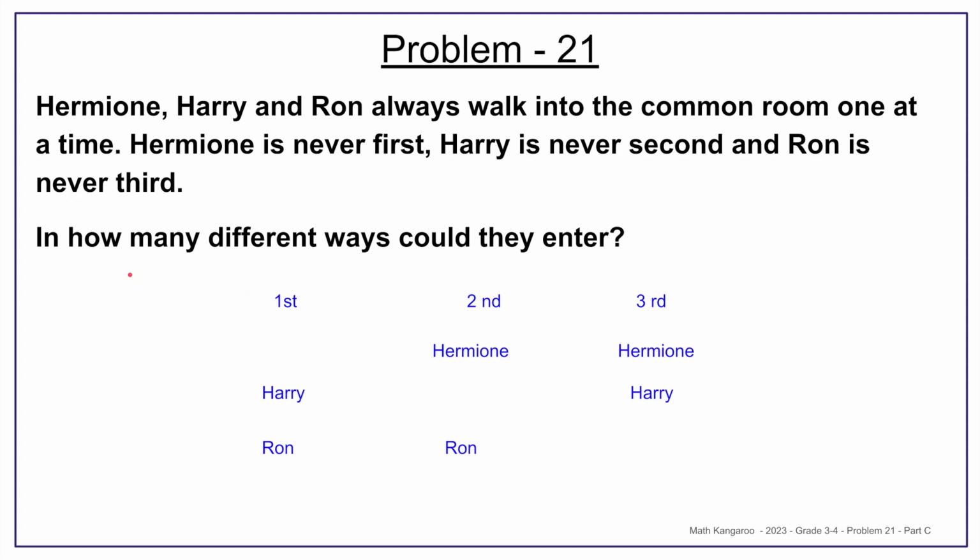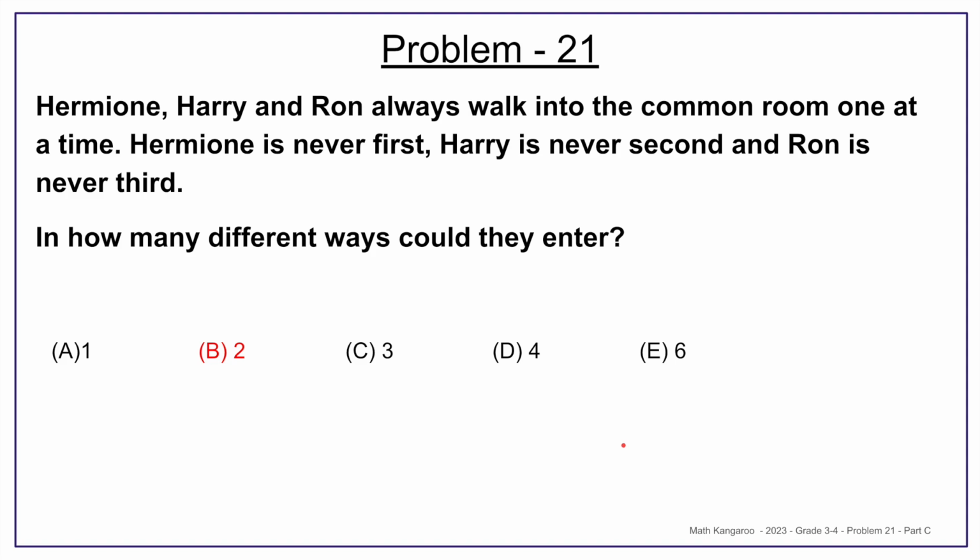So the question says, how many different ways could they enter? So they could enter Ron, Hermione, and Harry. That's one way. Then they can enter as Harry, Ron, and Hermione. That is the second way. So there are two ways these guys can enter the room. So our answer is option B, 2.